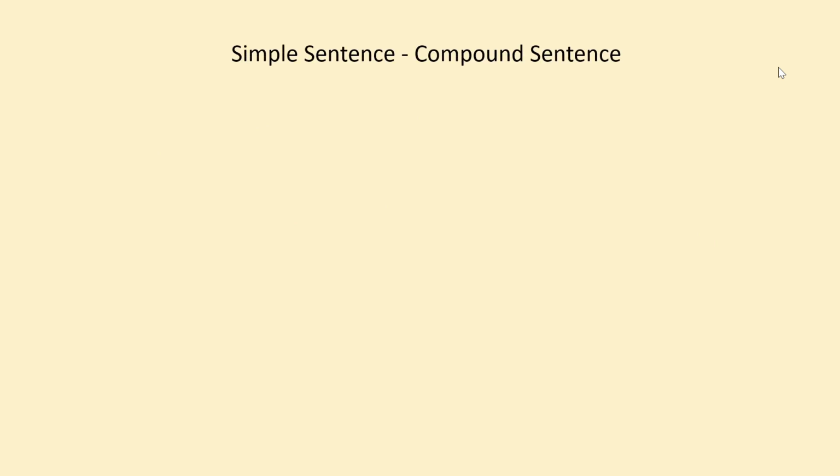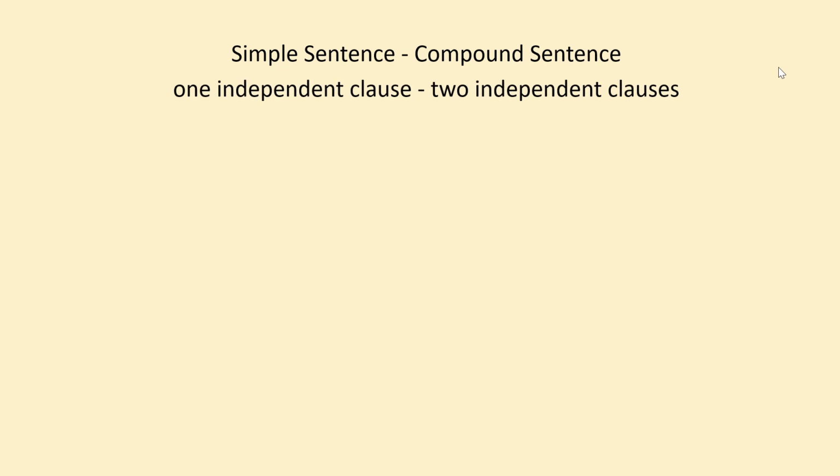So what we have learned is, in order to convert a simple sentence into a compound sentence, we have to convert one independent clause to two independent clauses or more. Because a simple sentence has one independent clause, a compound sentence has two independent clauses or more. So let us try converting the sentences which we saw earlier.